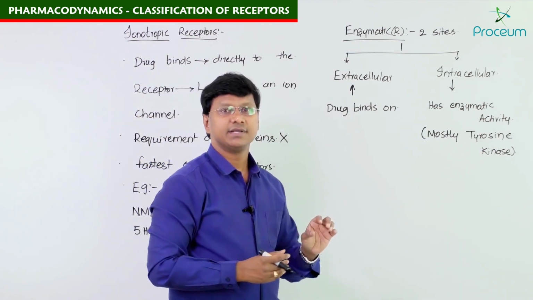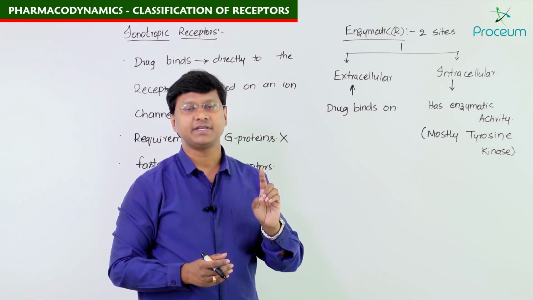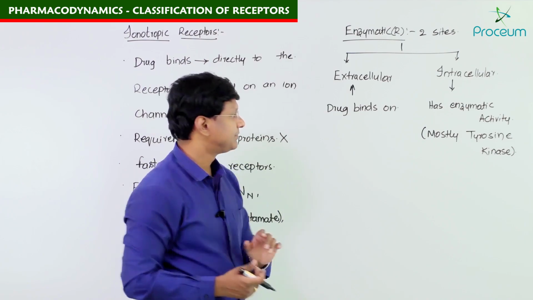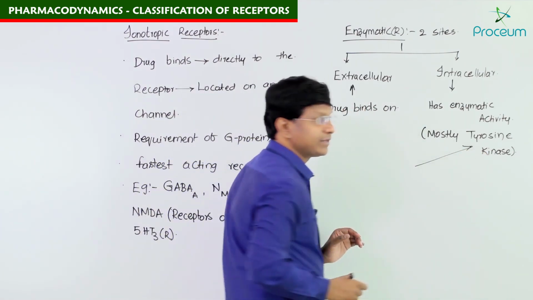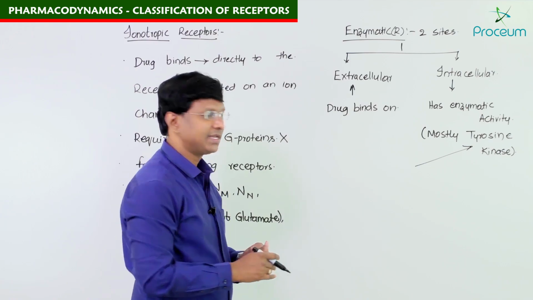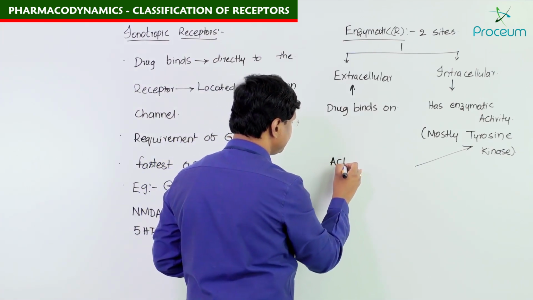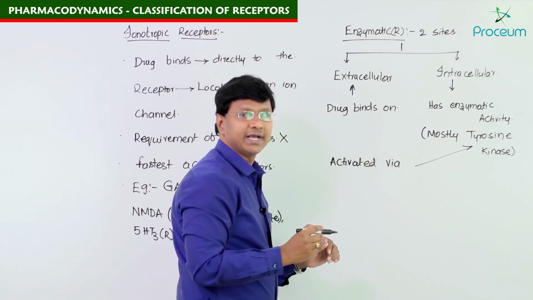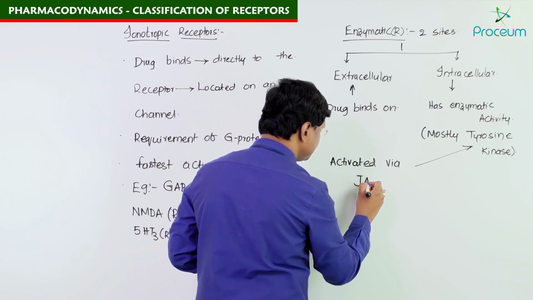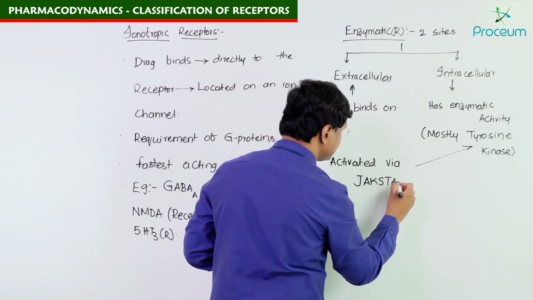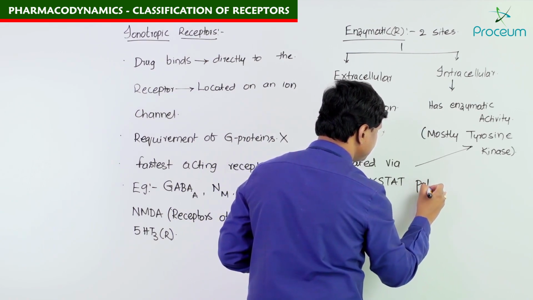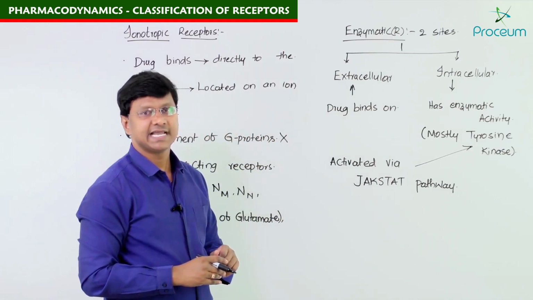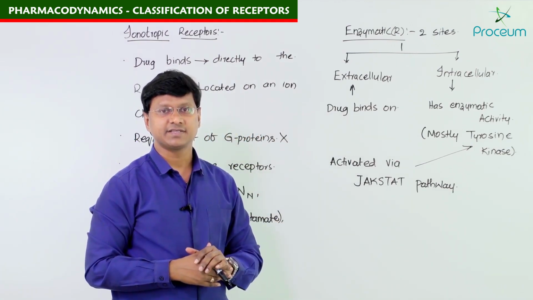Now remember, this enzyme can be activated by a pathway called the JAK-STAT pathway. So this tyrosine kinase enzyme is activated via the JAK-STAT pathway. So that is your enzymatic receptors.